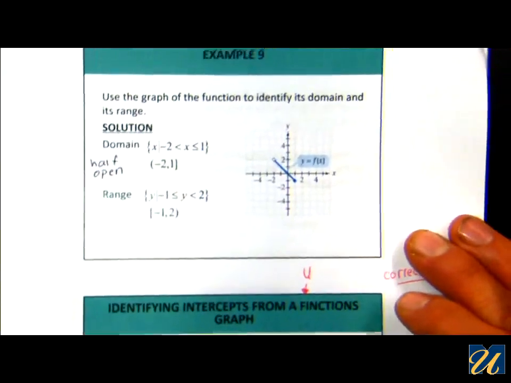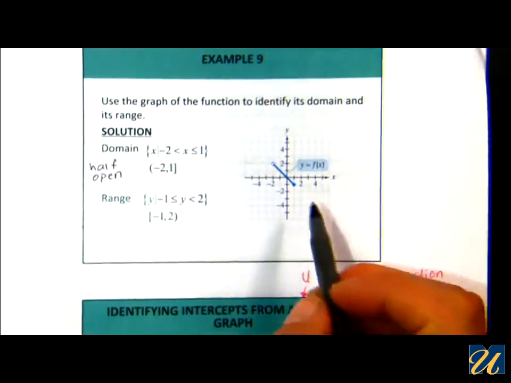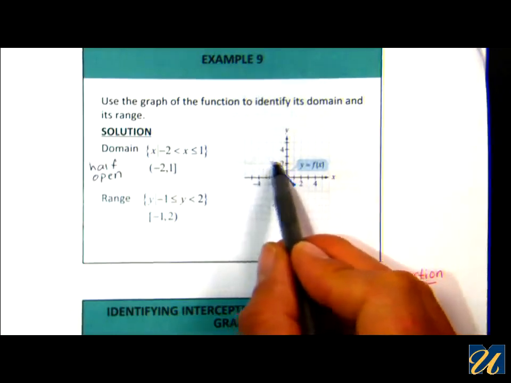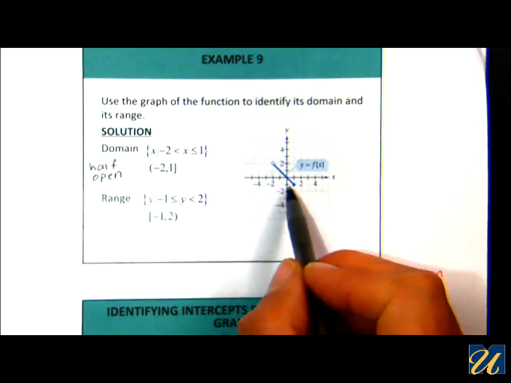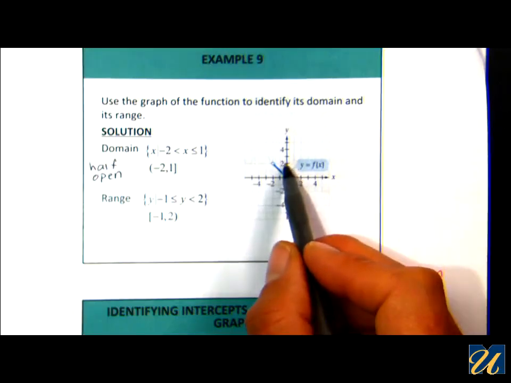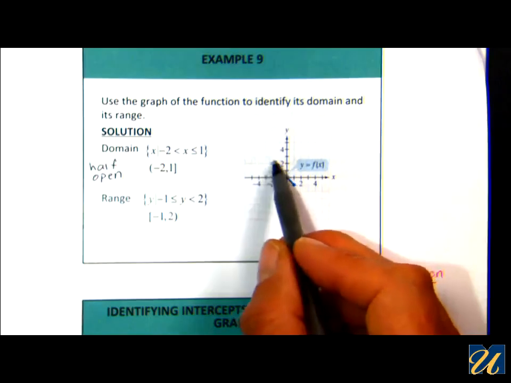And the range of the function, as done before, is the low y value to the high y value. That would be from here at -1 to here at 2. Look very carefully. This y value here at -1 is included. That's the solid dot. And the value of y equals 2 is not quite attainable. So that's the open circle.